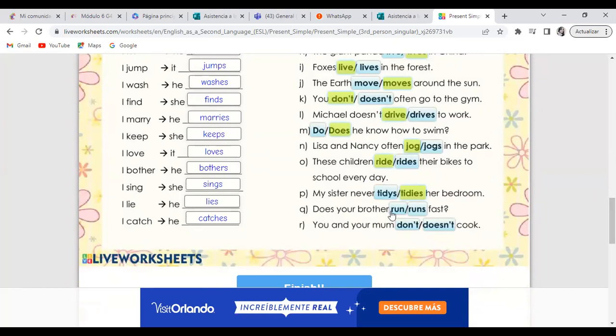Next one, does your brother run or does your brother runs fast? What do we say? Does your brother run? Okay. You and your mom don't, or you and your mom doesn't cook. What do you say, guys?